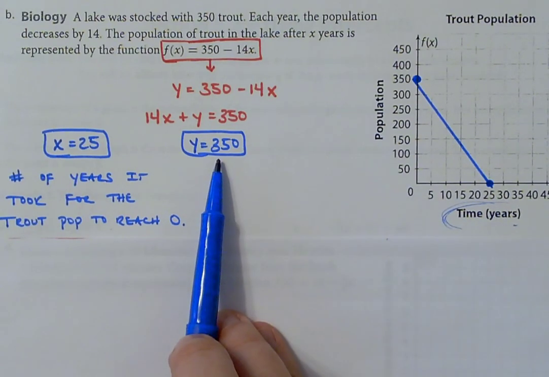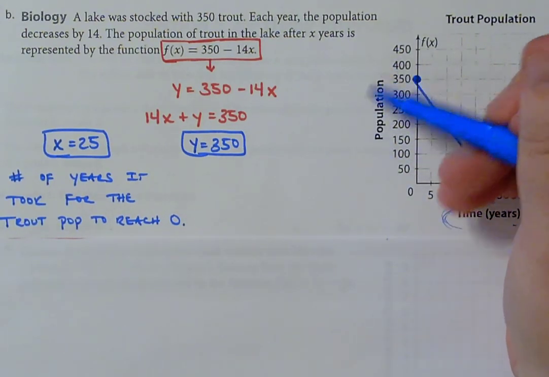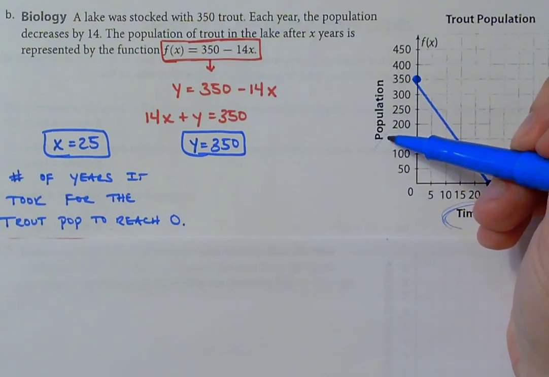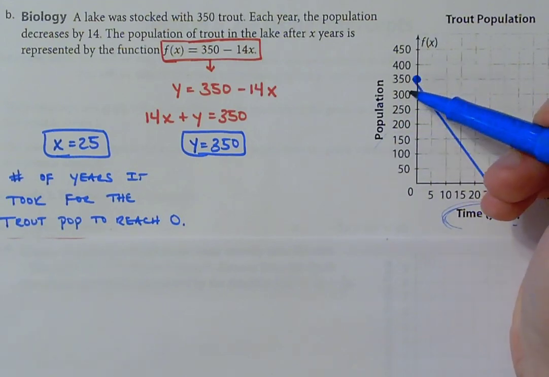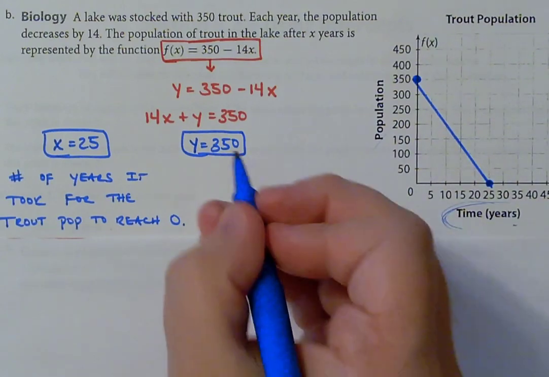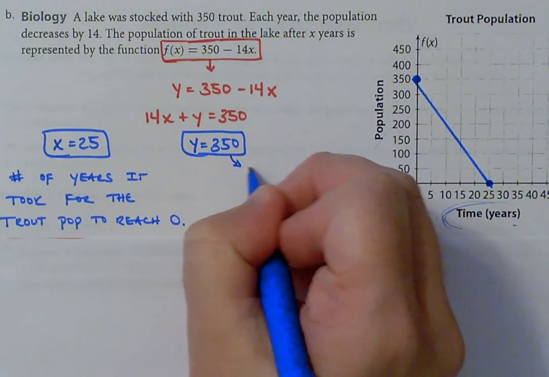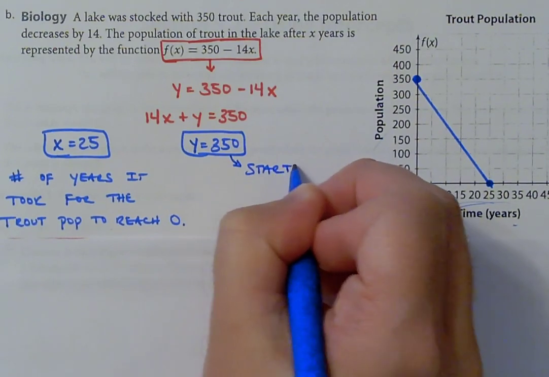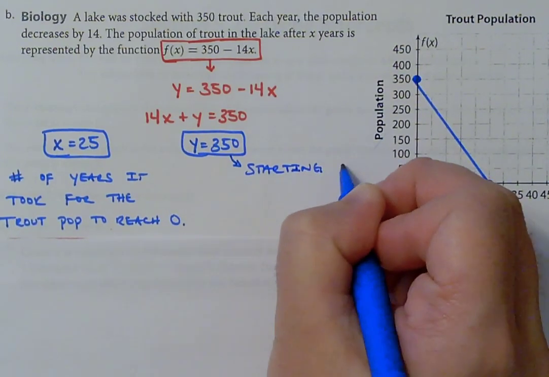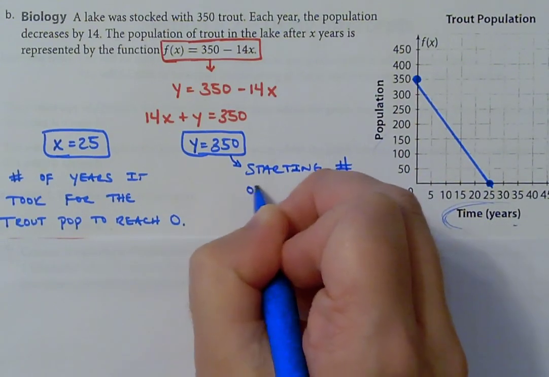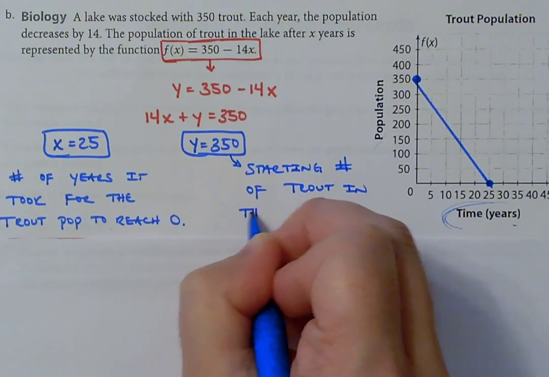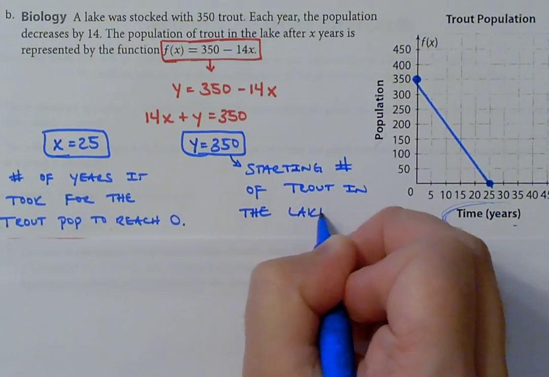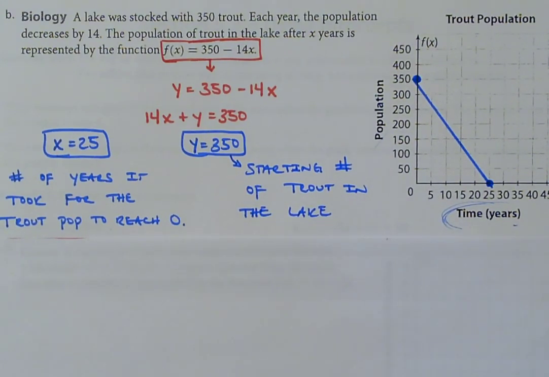Now my y-intercept is going to relate to my y-axis, and that's going to be the starting amount or starting point of whatever we're talking about. So 350 is the starting amount of trout in the lake. And that is interpreting my x and y intercept.